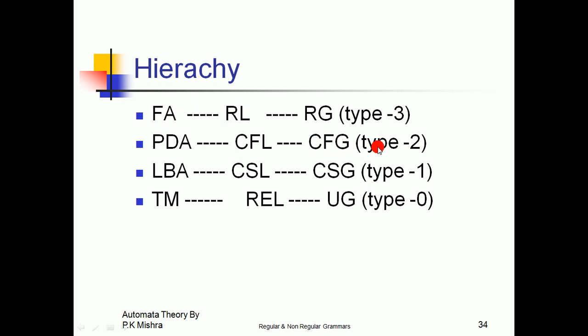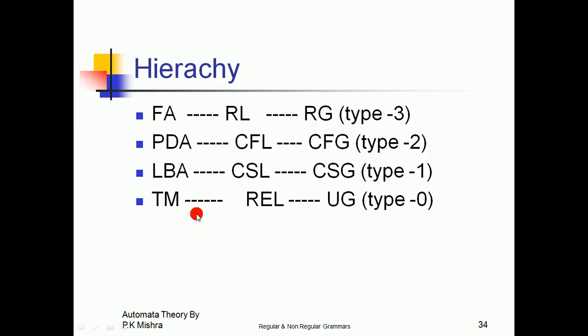Context free grammar, called type 2 grammar, generates context free language. This context free language is accepted by pushdown automata. Context sensitive grammar, called type 1 grammar, generates context sensitive language, which is accepted by linear bounded automata. Unrestricted grammar, called type 0 grammar, generates recursively enumerable language, and this recursively enumerable language is accepted by Turing machine.